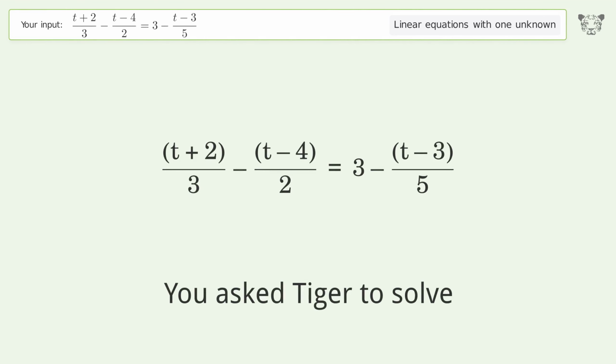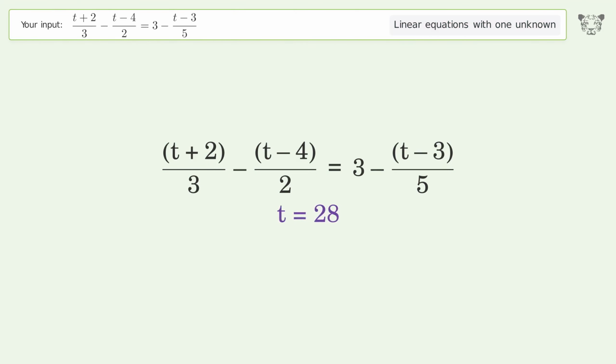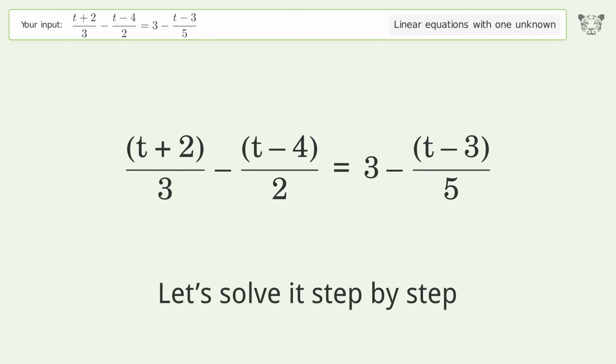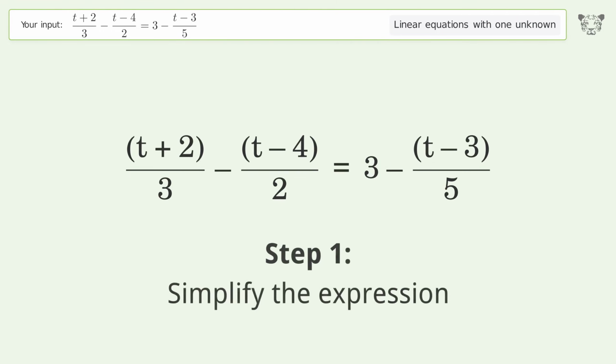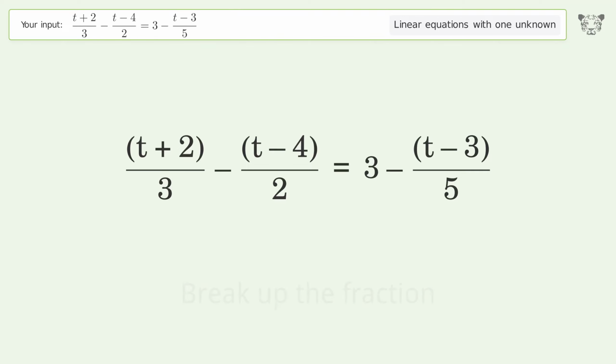You ask Tiger to solve. This deals with linear equations with one unknown. The final result is t equals 28. Let's solve it step by step. Simplify the expression. Break up the fraction.